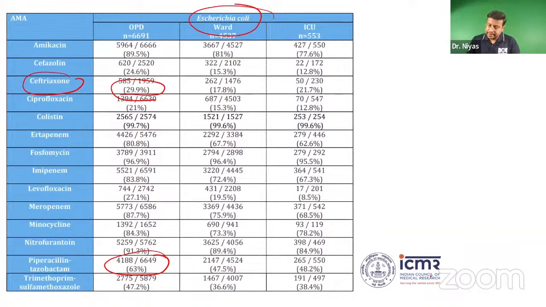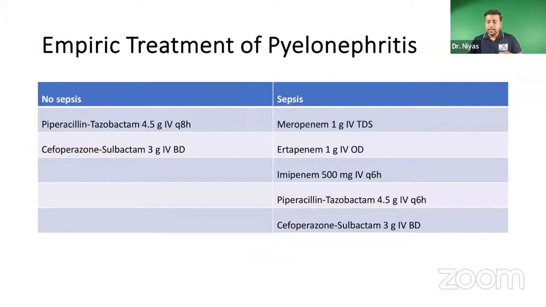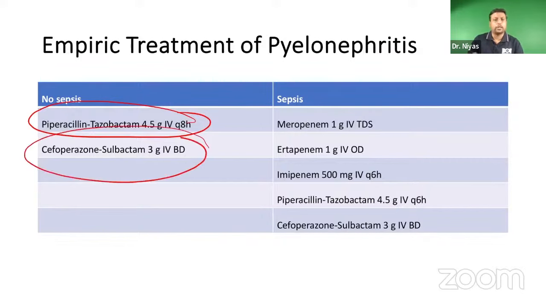And look at the other agents like ertapenem. Ertapenem is around 80% susceptible. If you look at meropenem, it is around 87.7% susceptibility. So as an empirical agent of choice, if the patient is not in sepsis in the Indian setting, you can give either piperacillin tazobactam or cefoperazone sulbactam as the initial treatment.